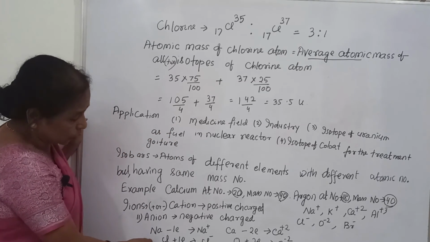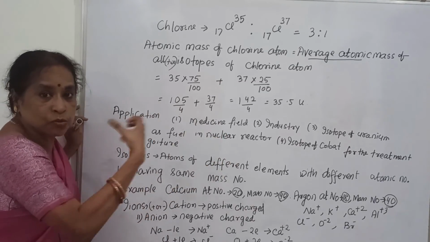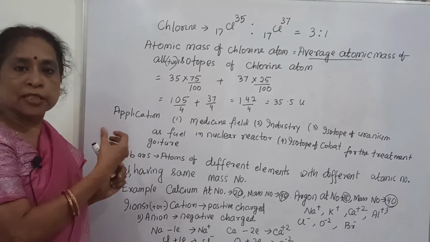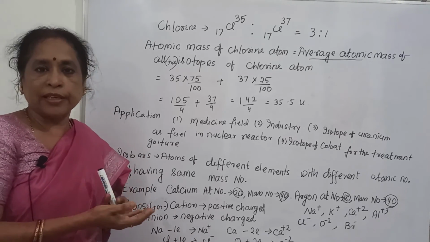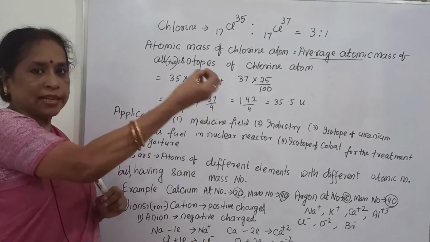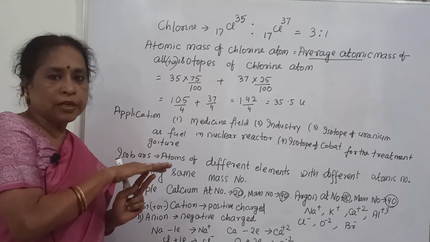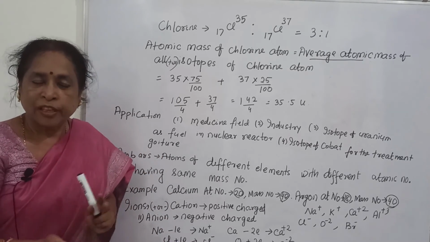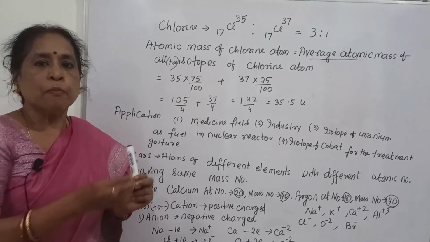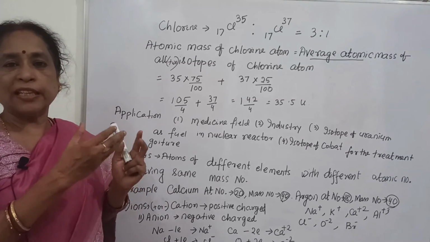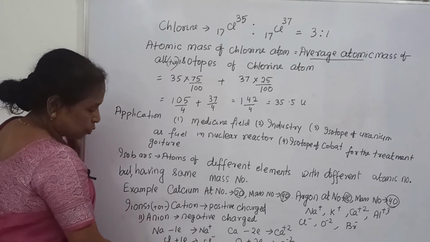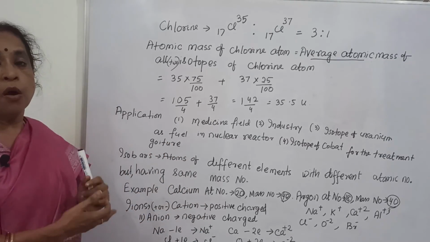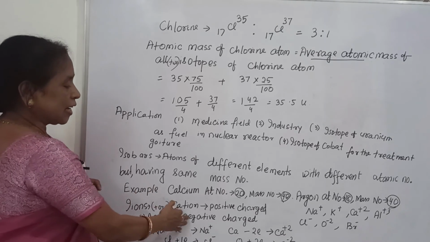Next example, chlorine when it gains 1 electron becomes Cl minus. What is the meaning? Chlorine atomic number 17 means 17 protons, 17 electrons. When it gains 1 electron, the protons remain as it is, 17, but electrons change to 18. That means negative charge 18, positive charge 17. So what is the net result? That is minus 1. So what is Cl minus? That is called an anion. What is an anion? Anion means negative charge.